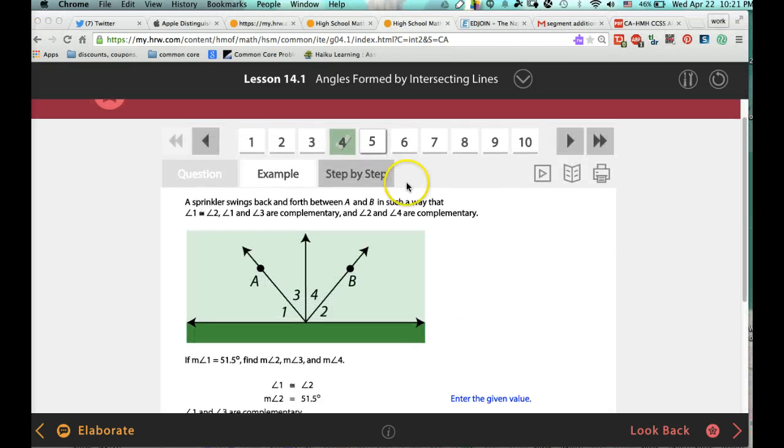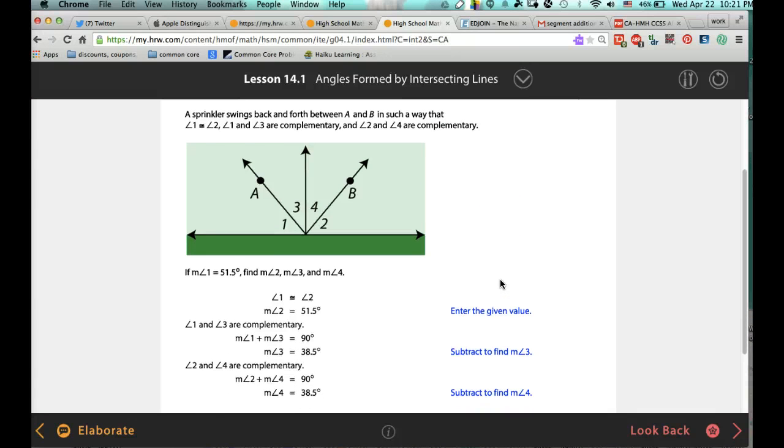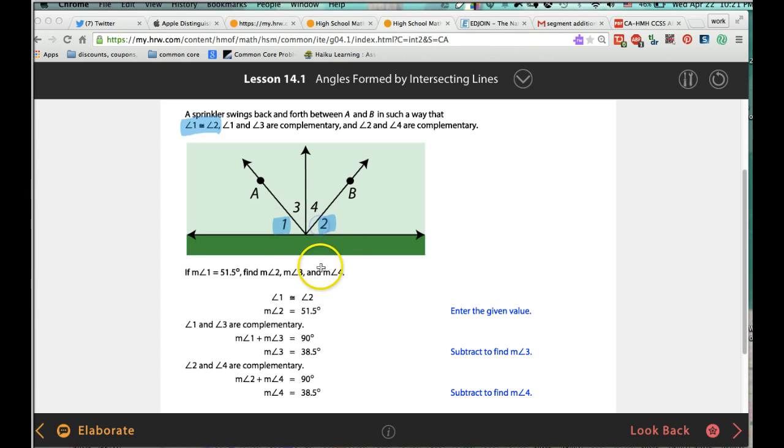Okay, so let's move on to number 5. You have a sprinkler swinging back and forth between A and B in such a way that, make sure you highlight important information, angle 1 is equal to angle 2, so this one and this one are the same. Angles 1 and 3 are complementary. Angles 2 and 4 are complementary. In case you forgot what complementary means, that means you add up two angles and they end up being what?